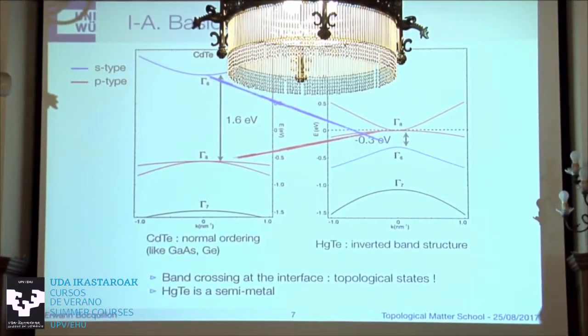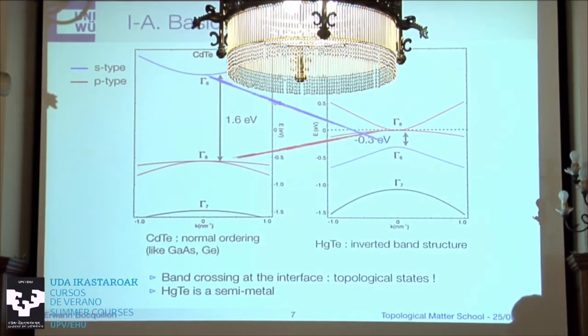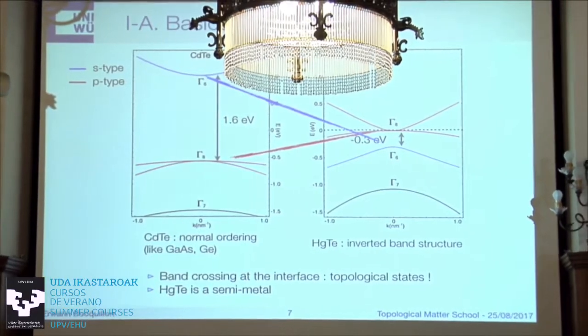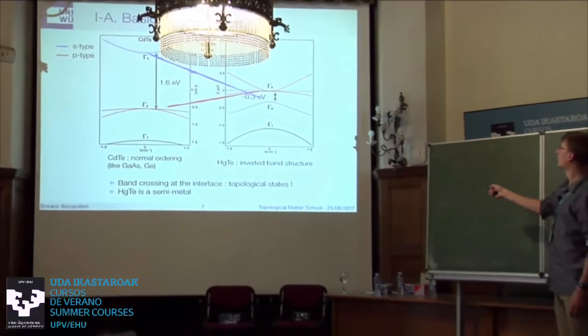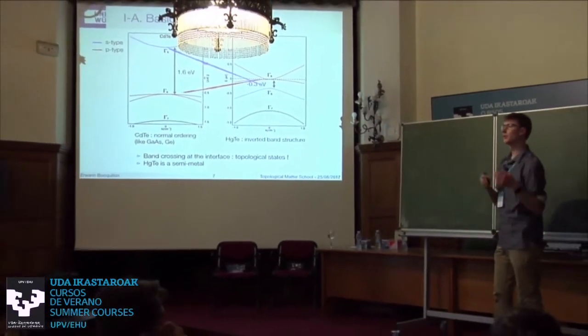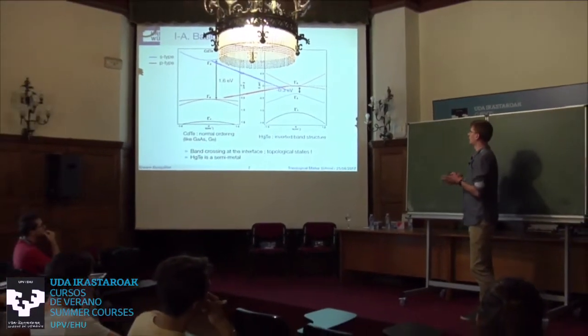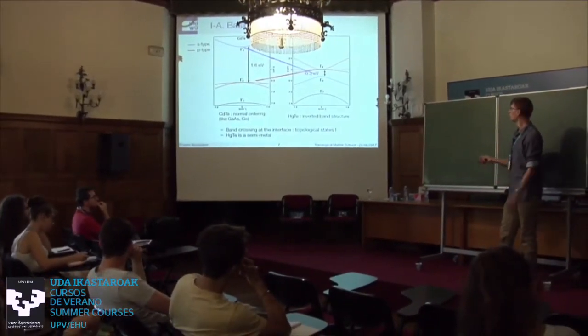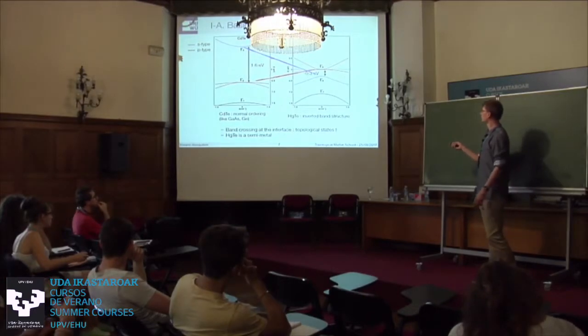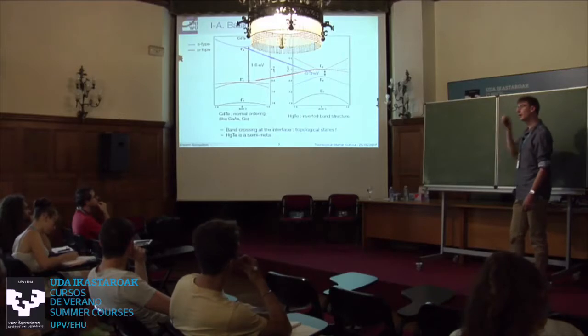Now, one thing that you see here is that mercury telluride is in fact a semi-metal. So the Fermi energy lies in between the two subbands here. And this will be very annoying for us, because if you don't do it carefully, it would be a topological conductor, which is not very interesting. So we'll have to find ways to lift the degeneracy here and open a small gap.